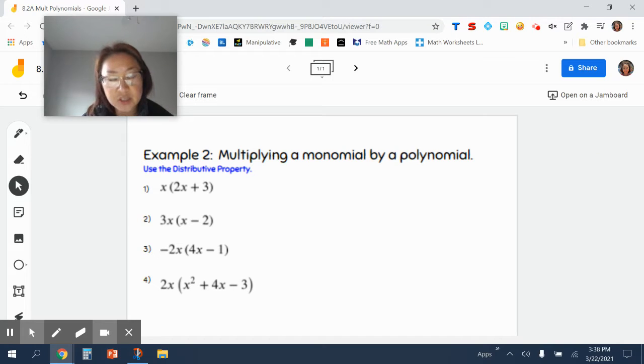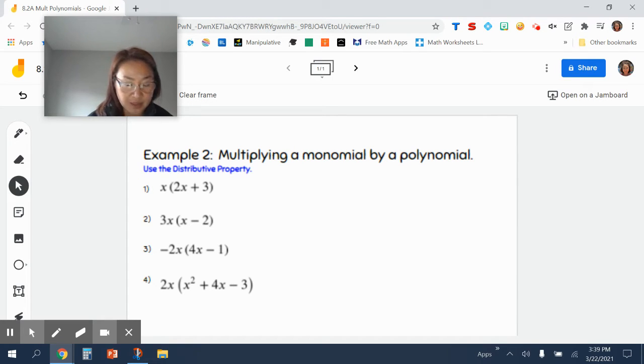Right, guys, we are looking at multiplying a monomial by whatever type of polynomial. It could be two terms, a binomial, or it could be three terms or more, okay? So we just did these problems using algebra tiles. And I know oftentimes algebra tiles is not the most efficient way to multiply polynomials.